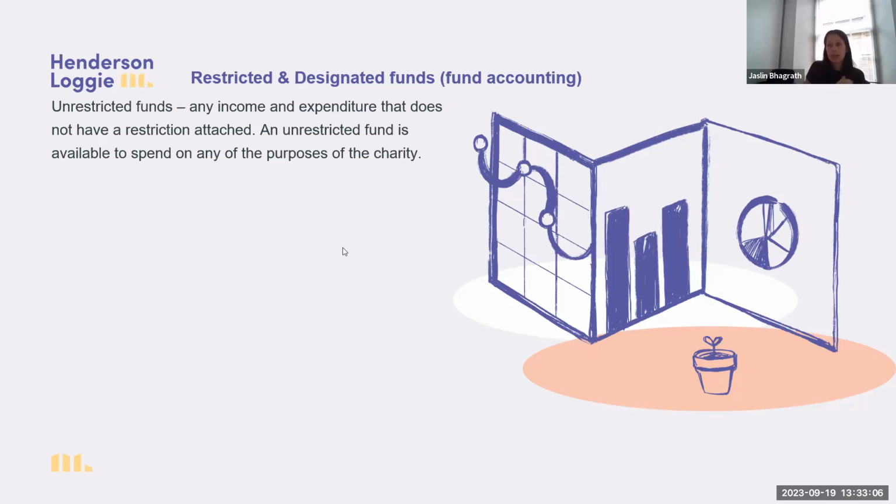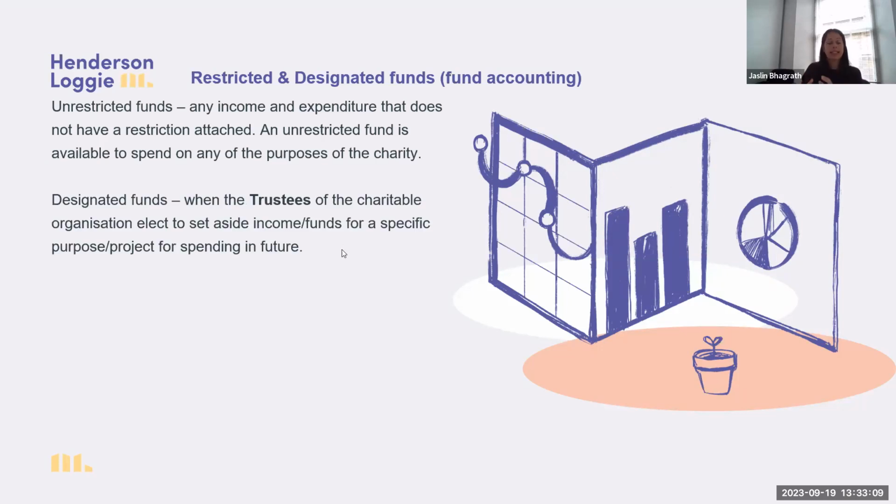It's also possible from these unrestricted funds to designate part of that. So for example, if in the year a charity has received a large legacy, there are no specific restrictions attached to it, but the trustees can decide to put that money aside for a specific purpose. Then that is known as designating that money or ring fencing that money for a specific purpose. So it's sometimes a good way for charities to demonstrate how they intend to use the funds, and it can be helpful in explaining your reserves policy, which I'll come on to later. So a designated fund is when the trustees of the charity elect to put the money aside.